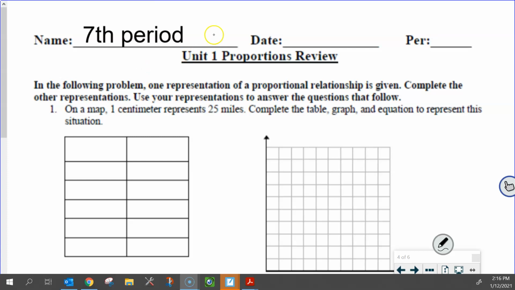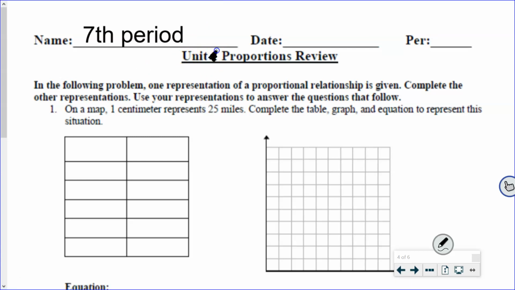To get started, this is a typo. It is not Unit 1. This is actually Unit 2. So make that change. This is Unit 2 on proportions.